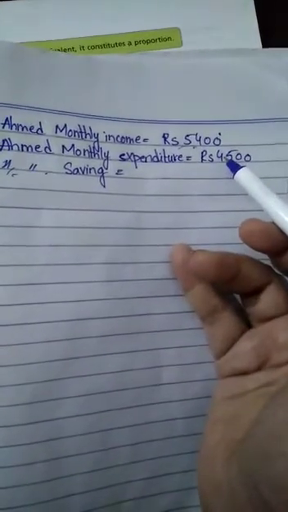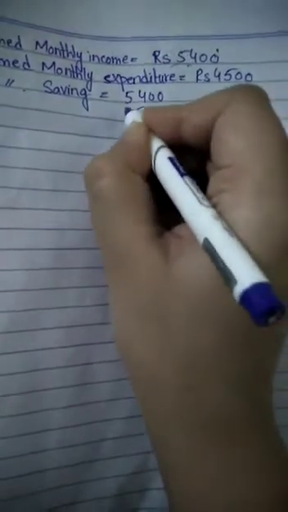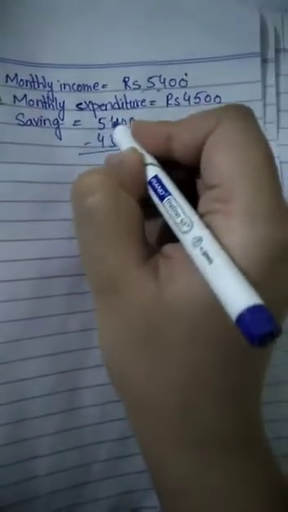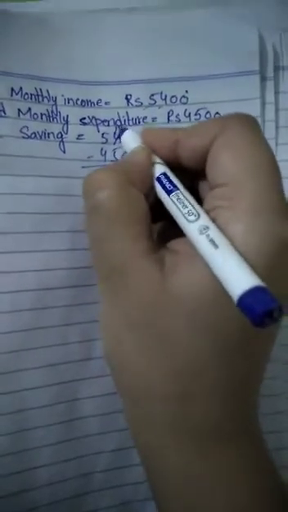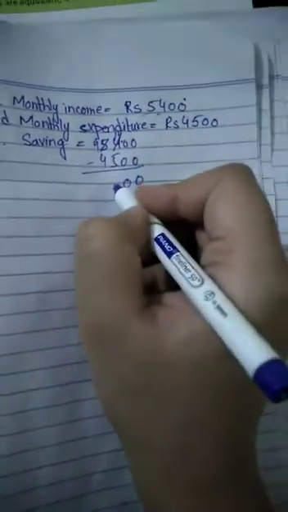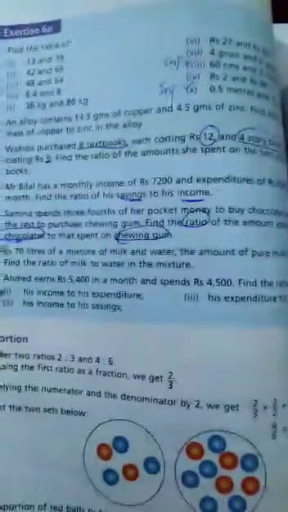First we have to find the saving, what he saved on a monthly basis. Ahmed's monthly income is 5,400 rupees and monthly expenditure is 4,500. So how do you find Ahmed's monthly saving? Simply subtract his expense from his income, and you will get his saving. Writing income above and expenditure below, subtracted.